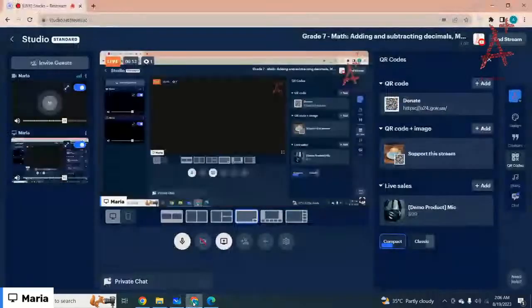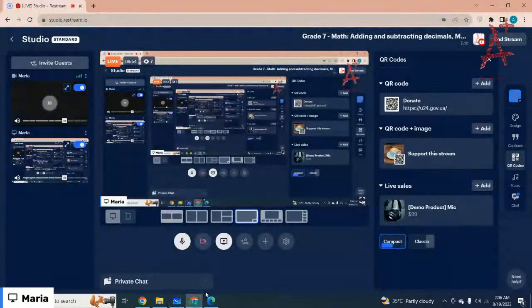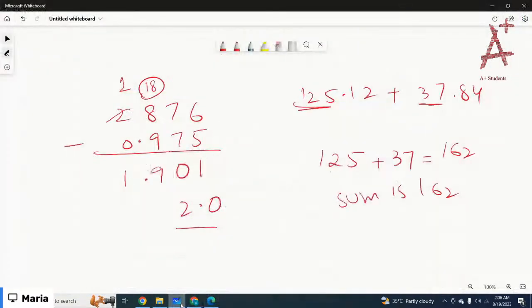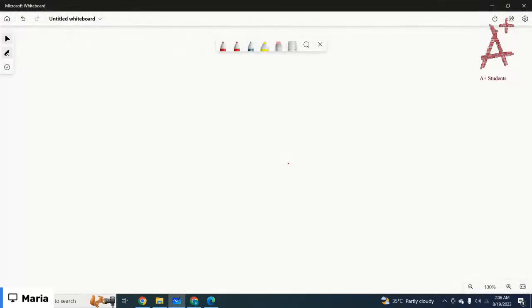The next one is 9.7 minus 1.36. You have to use the front end estimation method, so just subtract their integer parts. 9 minus 1 is 8. So their difference is 8.